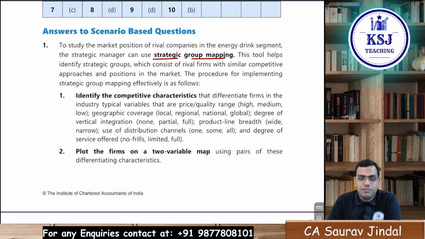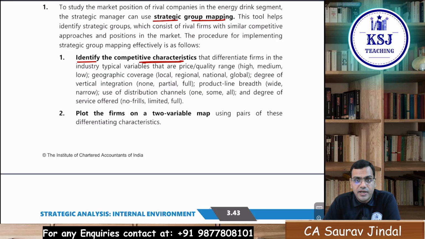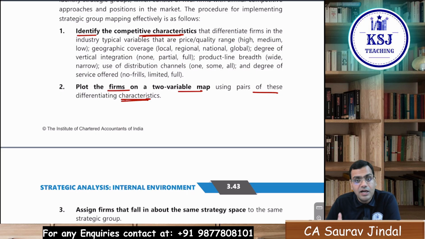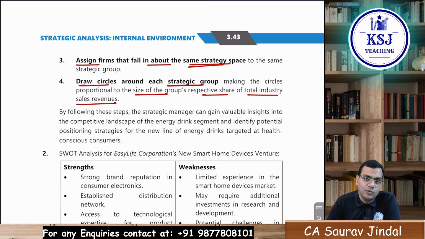Then you have to explain the steps in strategic group mapping. First, identify the competitive characteristics, that is the pricing, quality, on which characteristics the companies in the same industry are competing with each other. Then plot the firms on a 2 variable map using a pair of these differentiating characteristics, right? Take any 2 characteristics and then plot on those variables. It can be market share also. Then assign the firms that fall in about the same strategy space to a group, then draw circles around each strategic group, making the circles proportional to the size of the group's respective share of the total industry sales revenue.